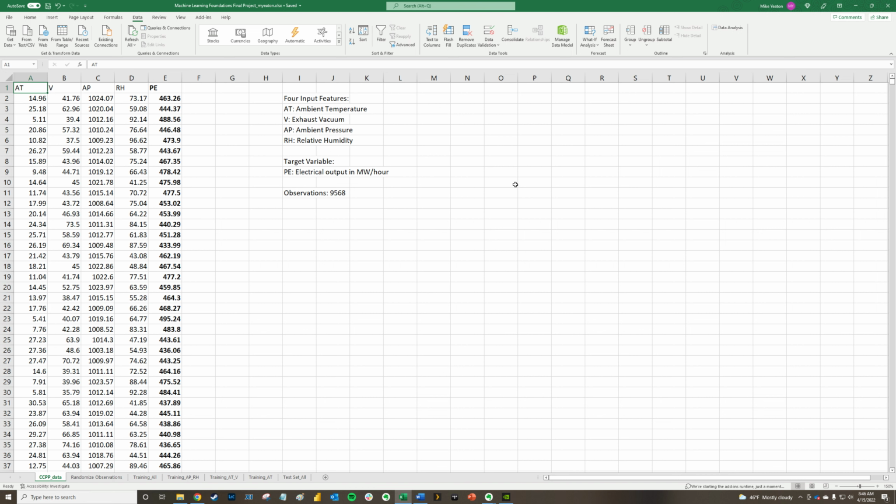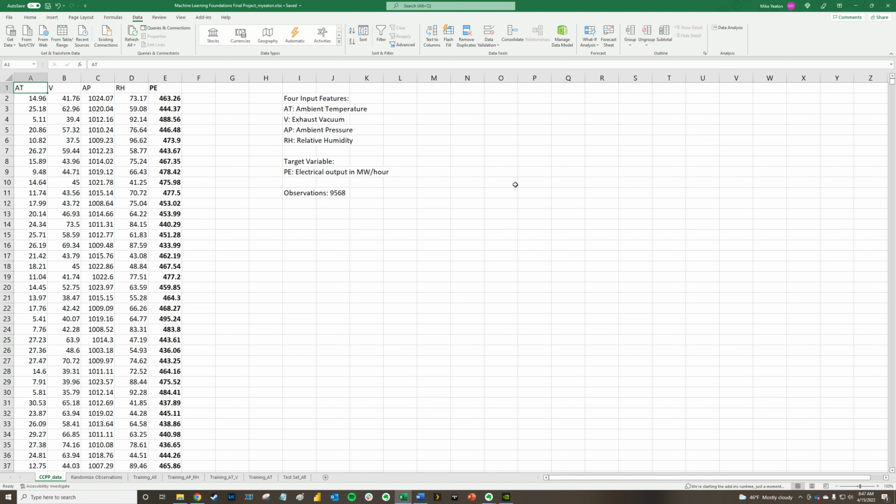For this assignment, we're trying to predict the electrical output of a power generation system in megawatts per hour using 4 input features. We have 9,568 observations to work with. Step 1 is to determine what type of machine learning approach is needed and select an appropriate output metric.